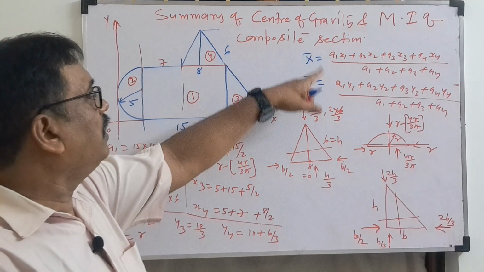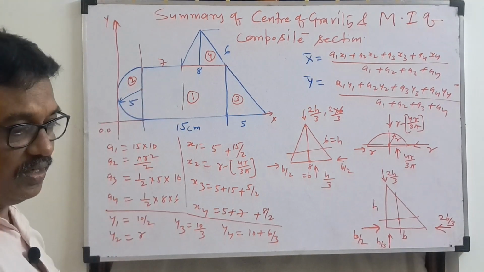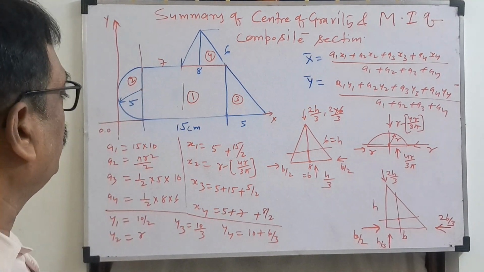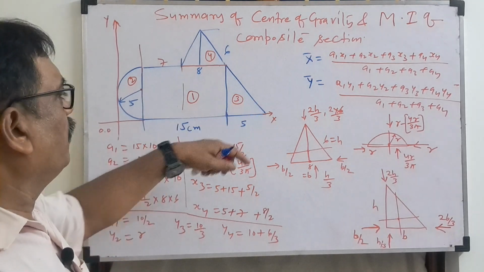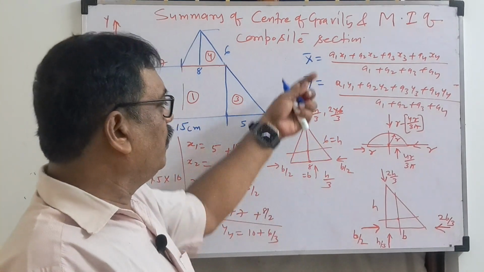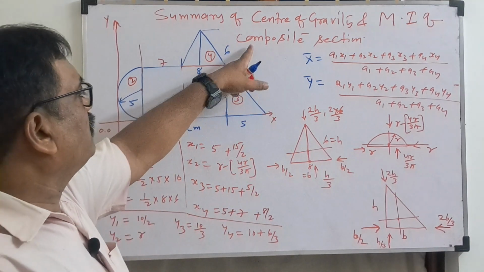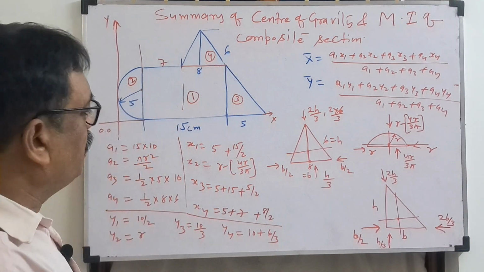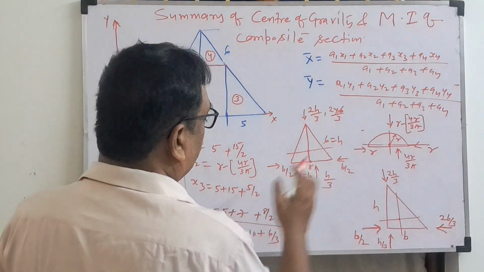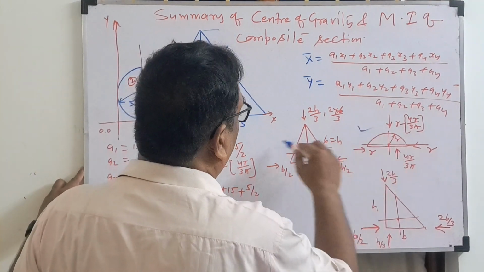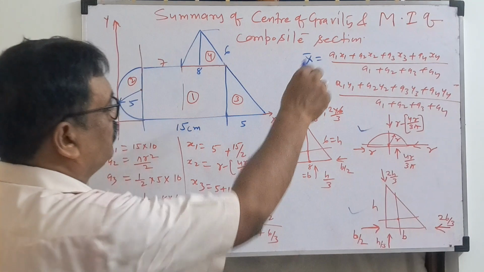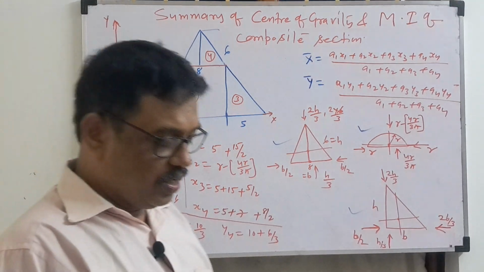If you substitute, you will get the center vertex of the composite section. So whatever sections will come, moment of inertia already we did. Now I am not going to continue moment of inertia. It will get long. So composite sections, whatever will come, this is the method. These three you remember. You can solve any composite section for center of gravity. Okay students, thank you.